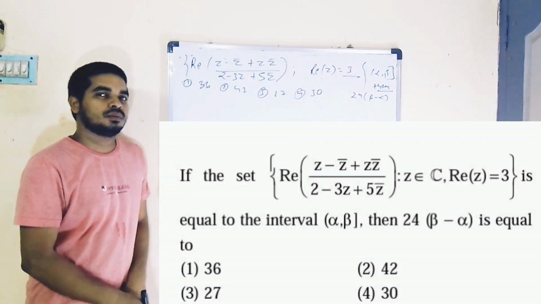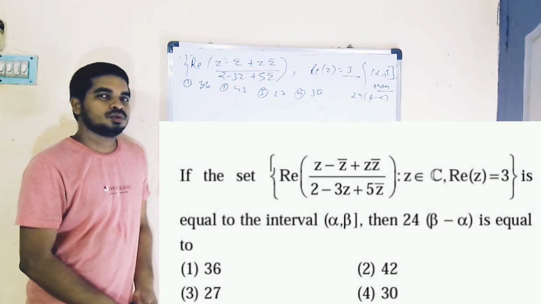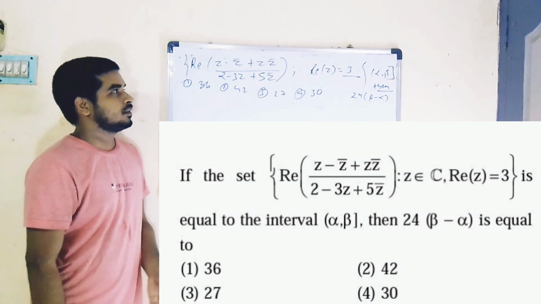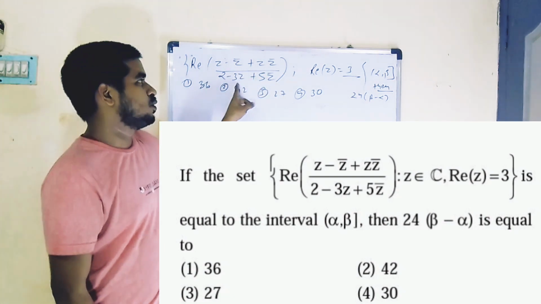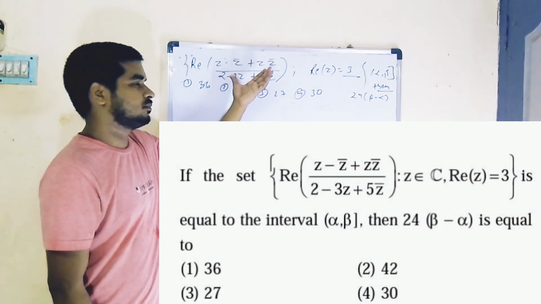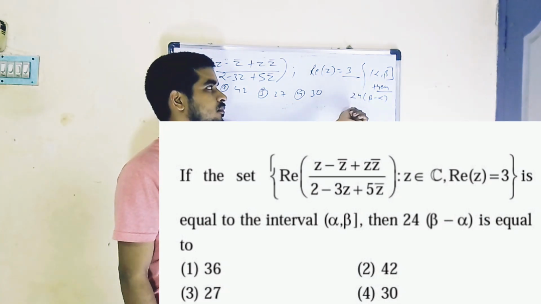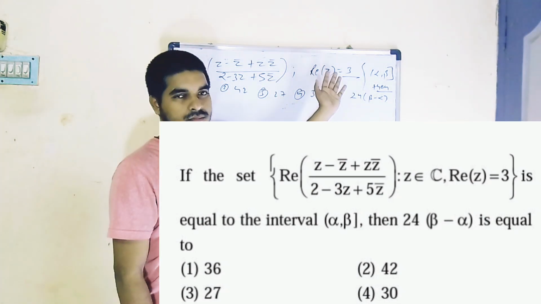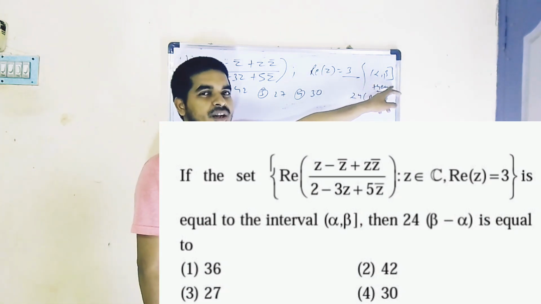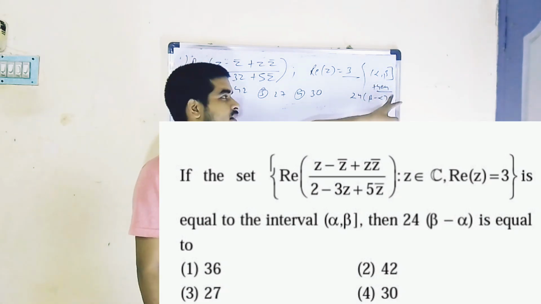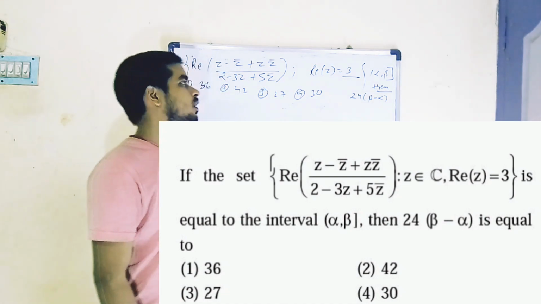See the question at the bottom of the screen. First, go through the question. Real number of z minus z complement plus z complement divided by 2 minus 3z plus 5 of z complement. This is the situation. It is given that the real part of z equals 3. The outcome when you solve this will come in the open interval alpha to beta closure interval. After that you have to find 24 into beta minus alpha, and then come to the option.